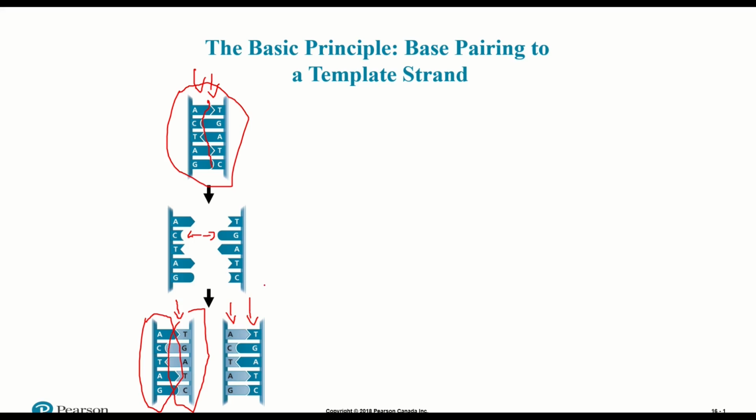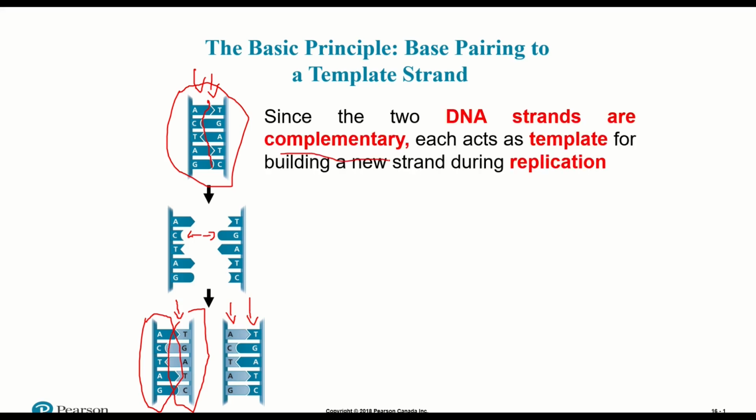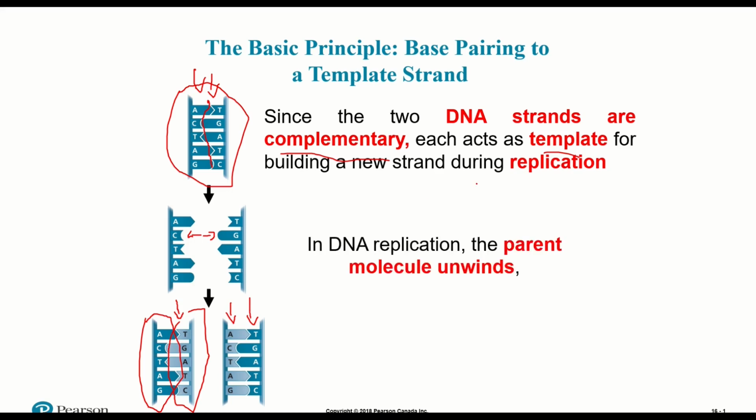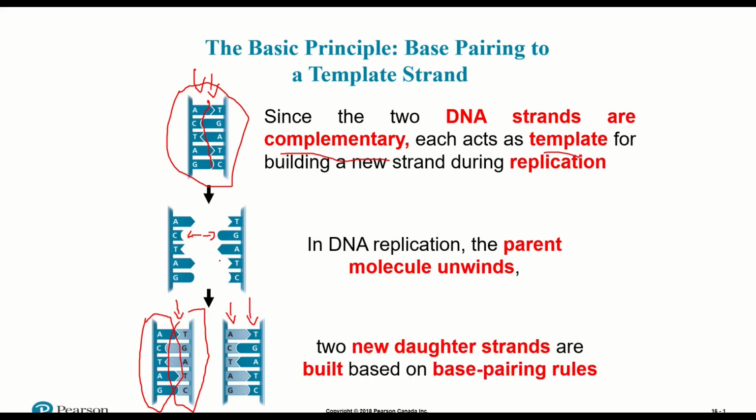So to summarize, the two strands are complementary, and each acts as a template for building a new strand during replication. In DNA replication, the parent molecule unwinds, the strands separate from each other, and the two new daughter strands, in this case the light blue, are built based on base pair rules.